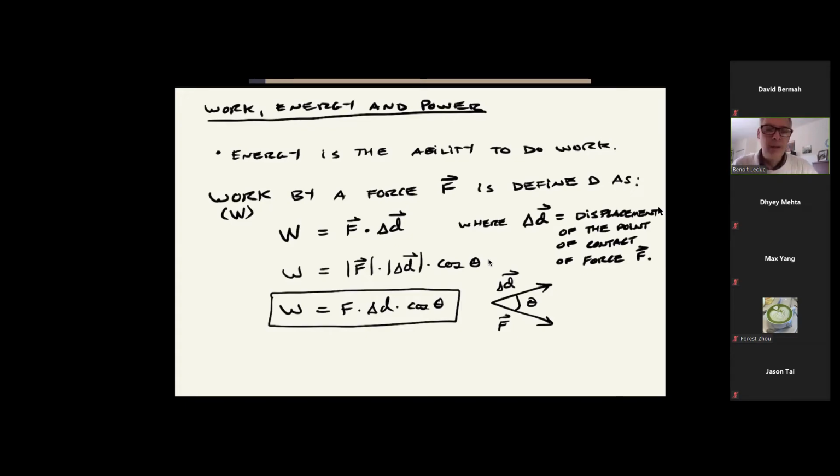Okay, let's look at another case here. I'm moving this iPhone at constant speed in the horizontal direction. Now, if I ask you, what is the work done by gravity on my iPhone?